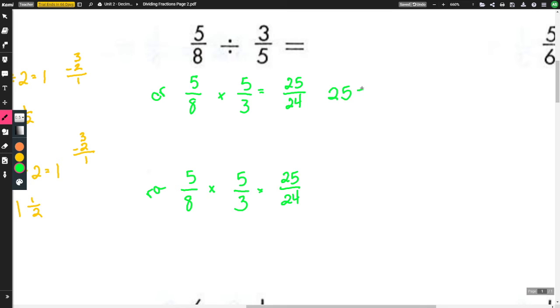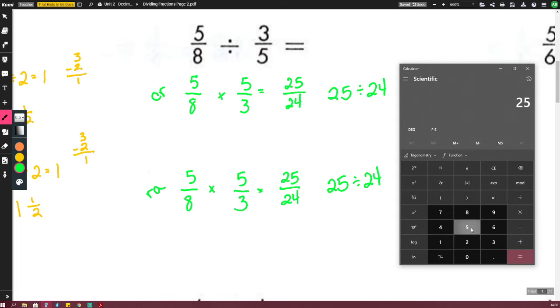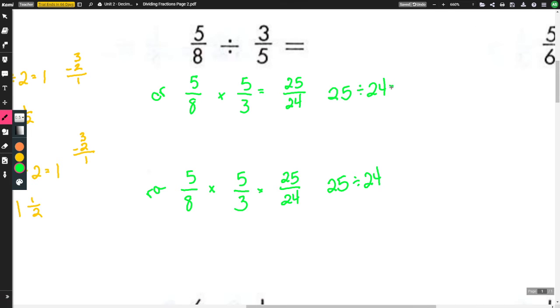go into 25? So we divide. And if I pull up my calculator and we do 25 divided by 24, you would see it's a huge number. But all we care about is what's in front of the decimal, which is just a 1. So 1. Now we do 24 times 1, which is 24, and we subtract that.